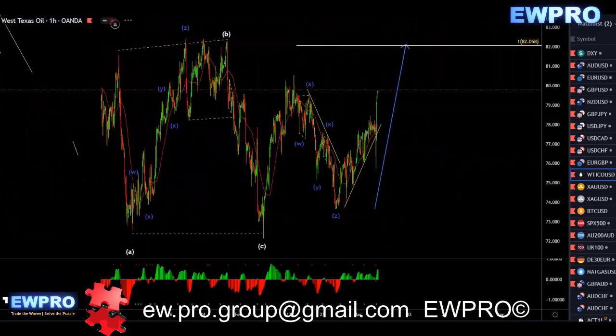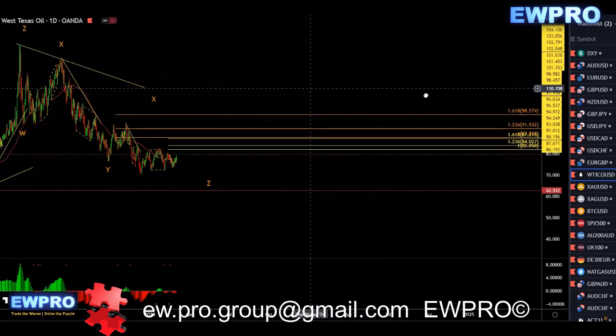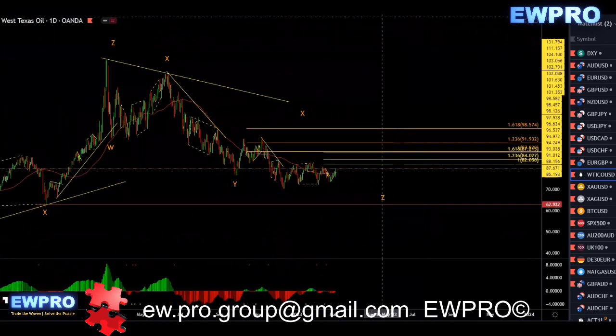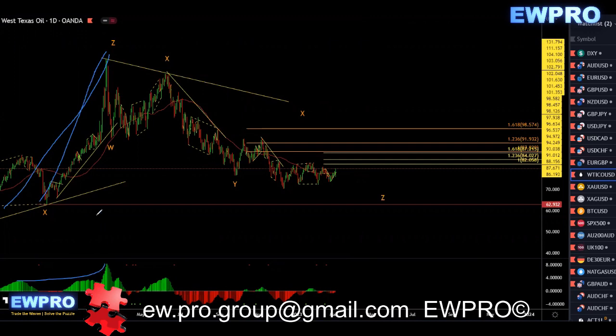WTI is becoming more complex. If I zoom in a bit here, we got the 5 up. On this wave Z, we lost all the bearish divergence. So I was just looking for a correction in here for more upside.